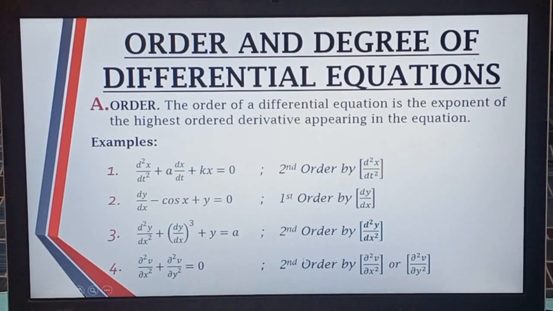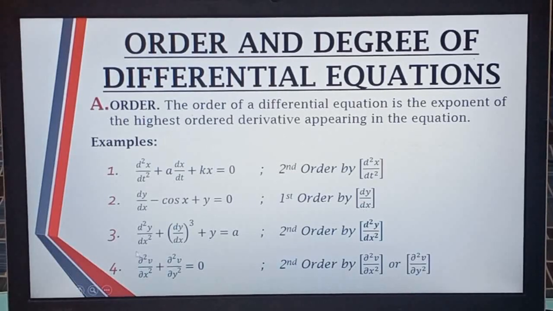Next example, you have the second partial derivative of v with respect to x plus the second partial of v with respect to y equals 0. If you will notice, this is a partial differential equation because it uses this kind of symbol. But your target is to identify the order of this equation. So this is considered as second order.